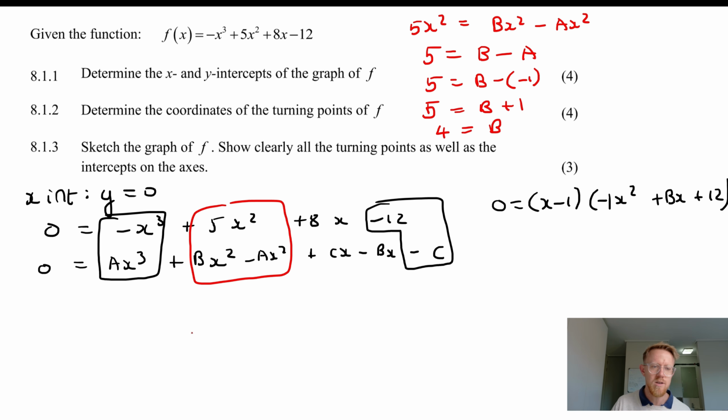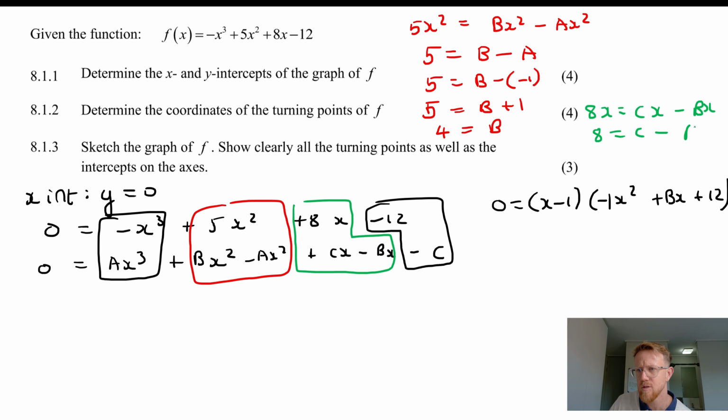But if you rather wanted to use the x's, you only have to use one in an exam, then you would have made an equation with all of the x's. So you would have said 8x equals cx minus bx, and then you can ignore the x's, so you would just be left with that, and then we already know that c is 12, and then if you get b alone, you would eventually get 4. So either way you want to do it. So now we have b as 4.